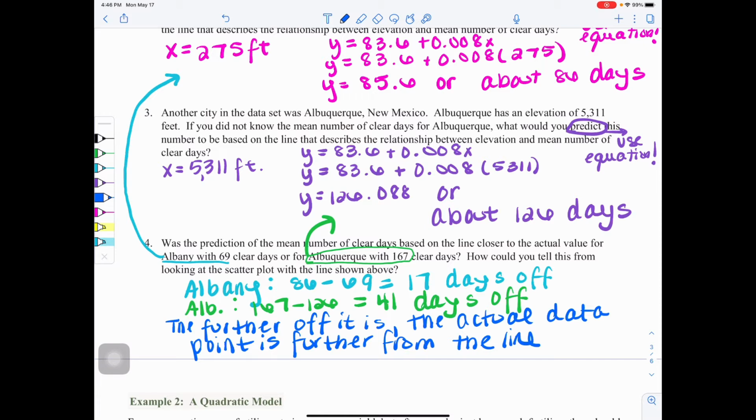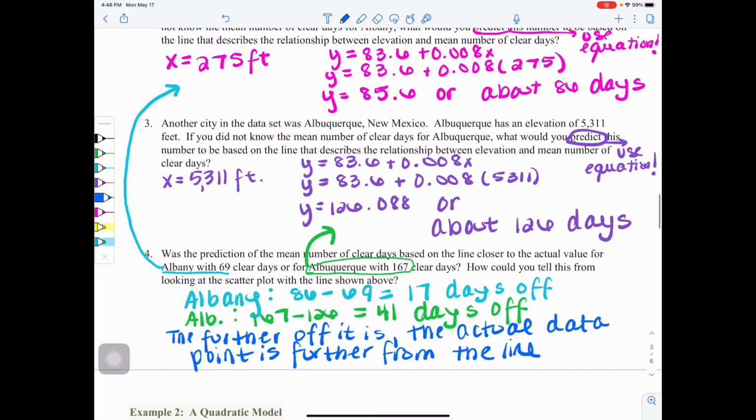So first of all, I wanted to show you the differences. So I underlined Albany with 69 here and our prediction, which was 86. We were about 17 days off. For number 3, Albuquerque, you can see I circled Albuquerque with 167, referred back to our prediction, which was 126, and there we were 41 days off. So we were definitely closer for Albany.